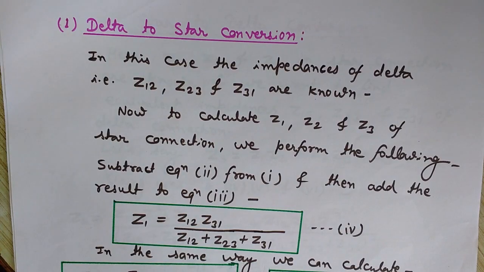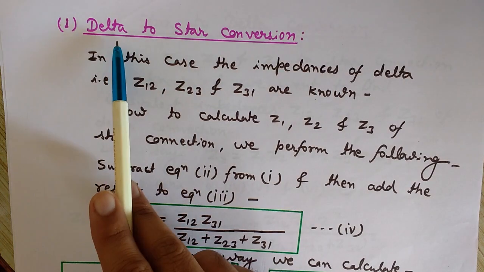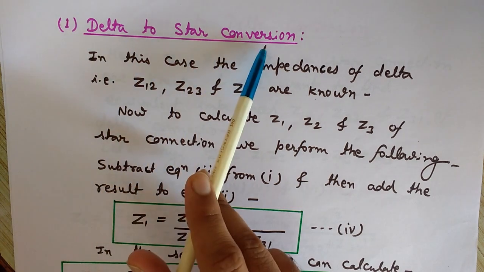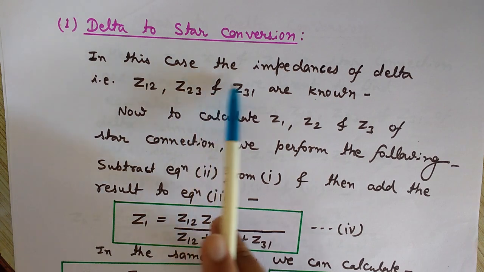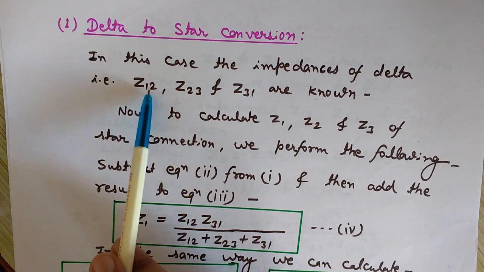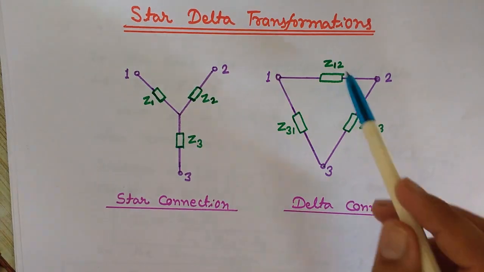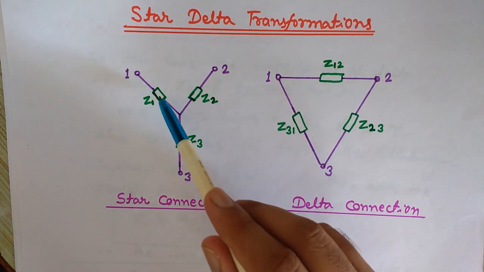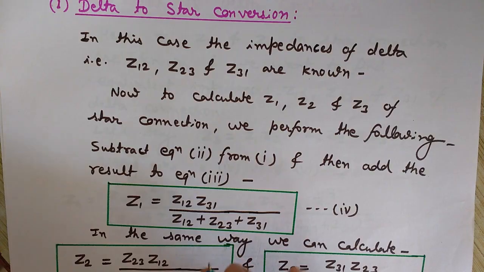Now we will see how we can transform a delta connected network to a star network. Since we are converting delta to star, we already know the impedances of the delta, and we want to find Z1, Z2 and Z3. First of all, let's try to find Z1. How can we find Z1? We have some equations here. We will subtract equation 2 from equation 1 and add equation number 3 to the result. Let me show you how.